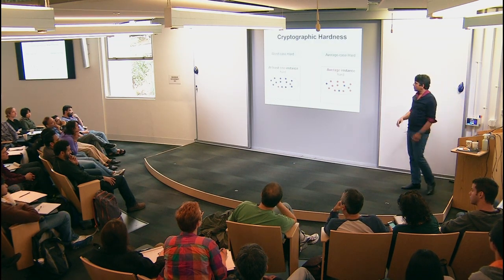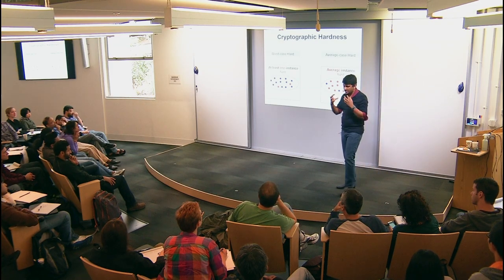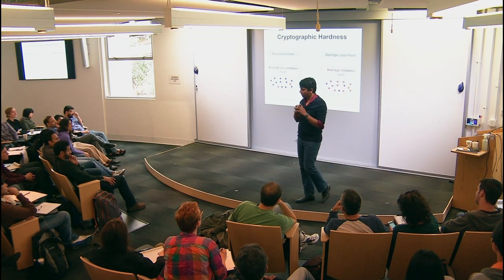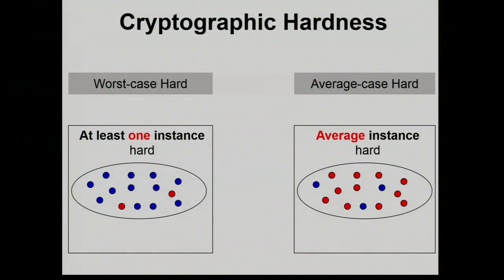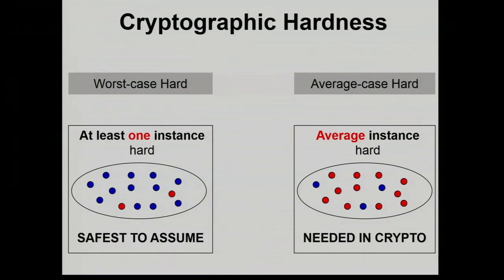Okay, so what do I mean by worst case and average case? This is really one of the core, very important features of lattices. All I talked about in the complexity of lattices up to this point was worst case hardness. Worst case hardness says that for every algorithm, there is possibly one instance where it fails. That's really the safest thing to assume. That's what complexity theorists assume.